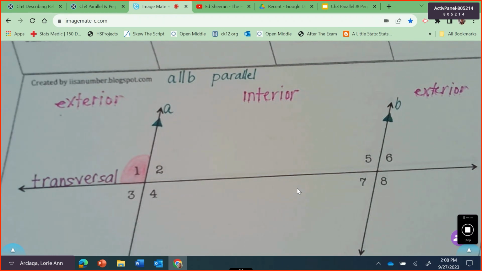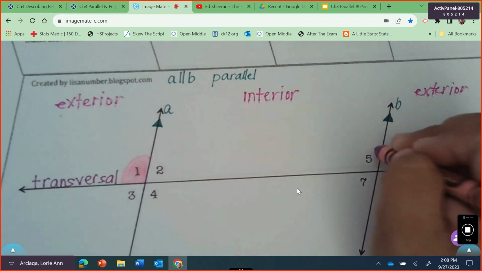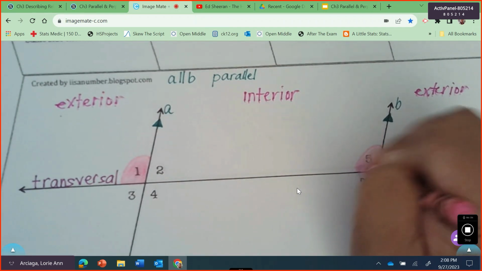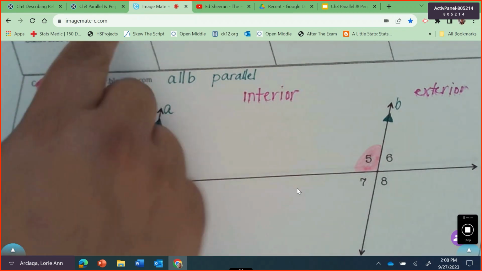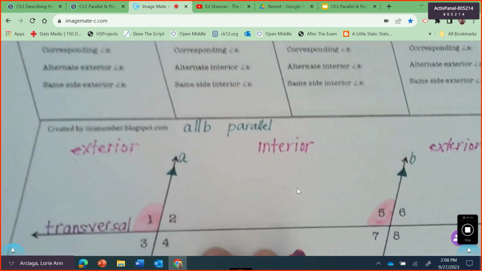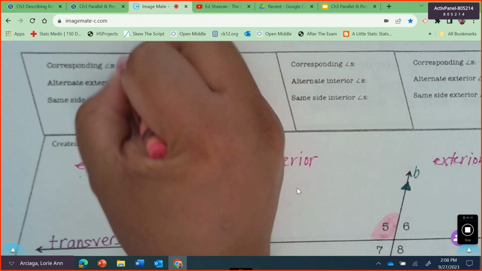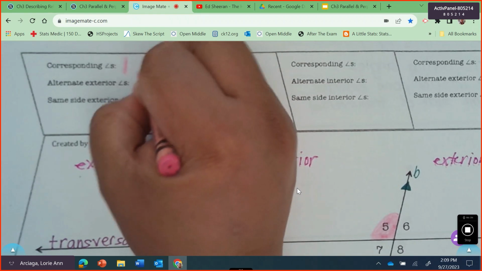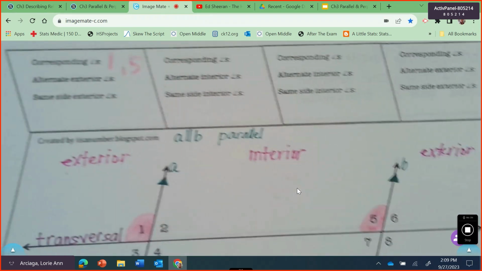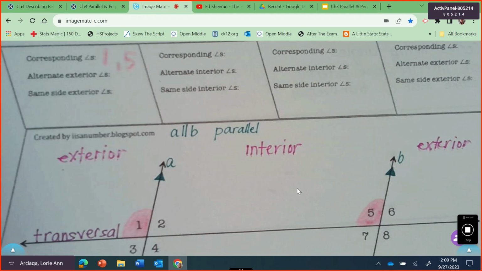So if you notice, this is to the left of line A. 5 is also to the left of line B, right? Okay, so let's color 5. There you go. Okay, and then you put that over here, corresponding. So right above it, you put 1 and then 5. Okay, but using the same color that you used to color the angle.